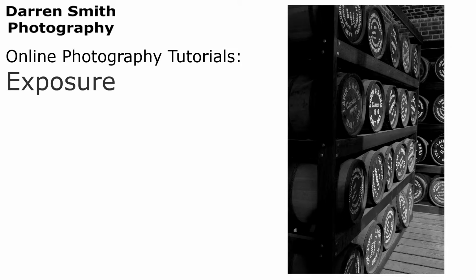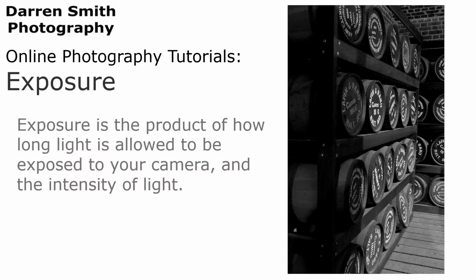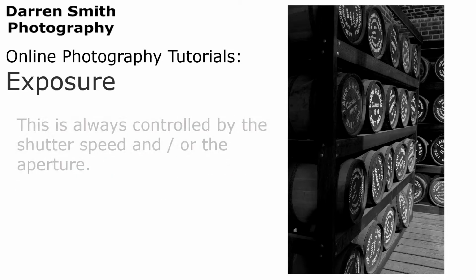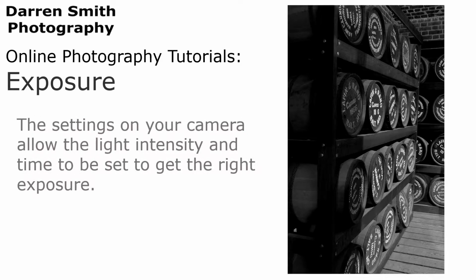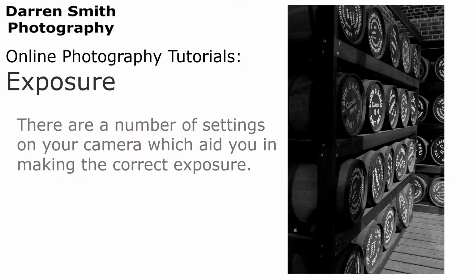This video is all about exposure and how your personal style and camera settings can affect it. Essentially, exposure is the product of how long light is allowed to be exposed to your camera and the intensity of the light. This is always controlled by the shutter speed and/or the aperture. In other words, the settings in your camera allow the light intensity and time to be set to get the right exposure.